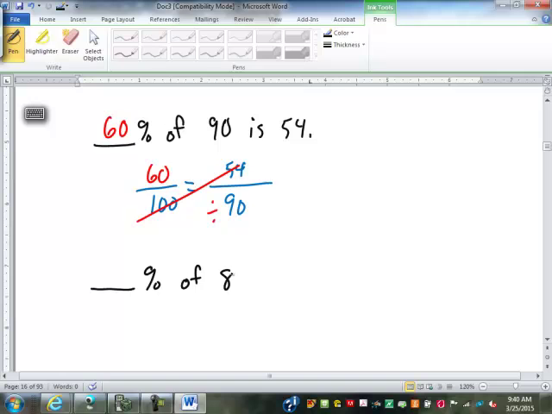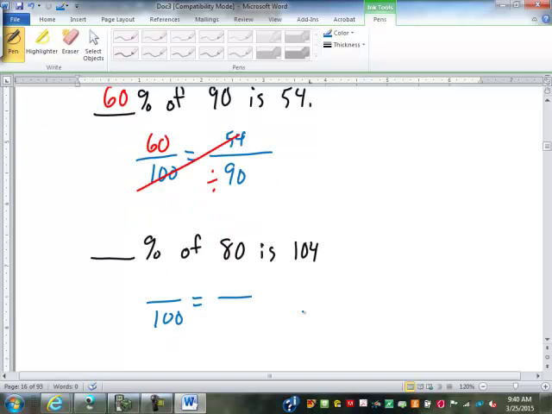So blank percent of 80 is 104. Tell me what to do. Blank over 100. What goes on top? 104 on top over 80. Good. Most people mess that up because they always want to put the smaller number on top. But it is blank is 104, so it's got to be over 100 out of 80. So it's going to be bigger than 100%. Very good. Cross multiply and divide, we get 130.